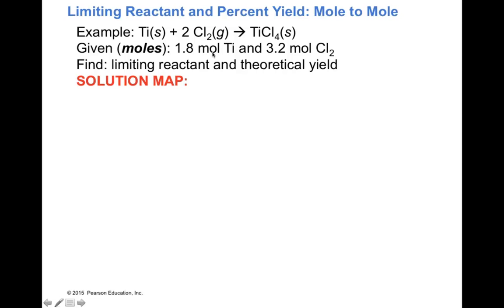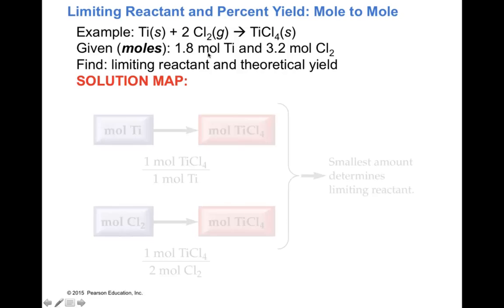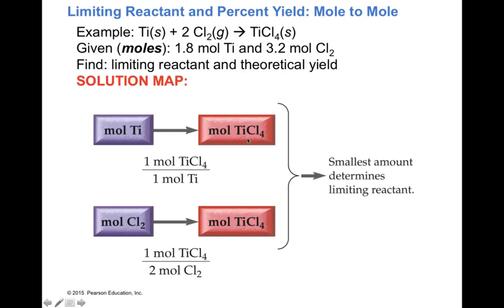We need to calculate the moles of titanium chloride obtained from the moles of titanium. That's the first part: moles of titanium and moles of titanium chloride. To determine this, we use the 1-to-1 ratio obtained from the equation, the conversion factor. And we also need to look for the moles of chlorine that will react to produce a specific amount of titanium chloride. The ratio is 2-to-1, so here we have the conversion factor 2-to-1.